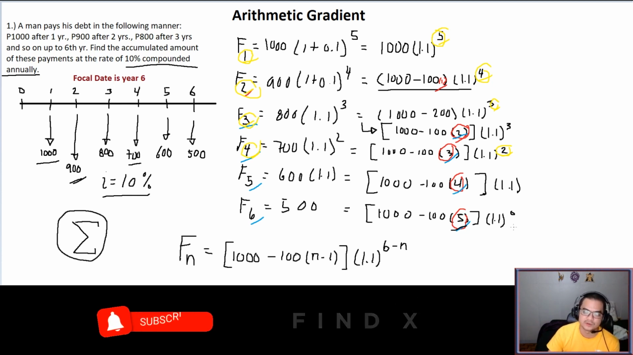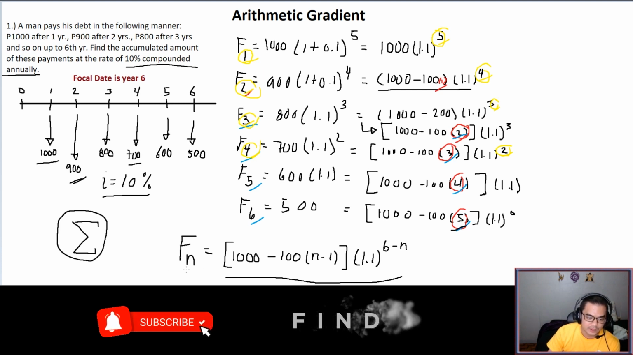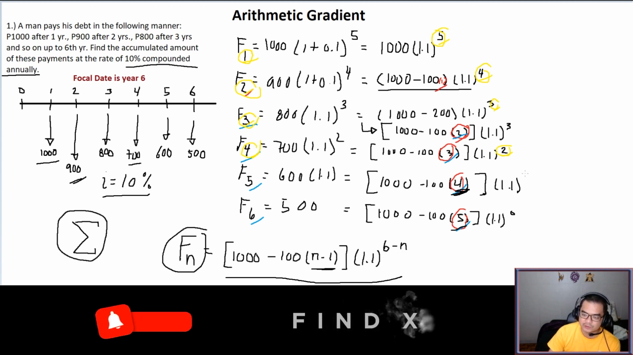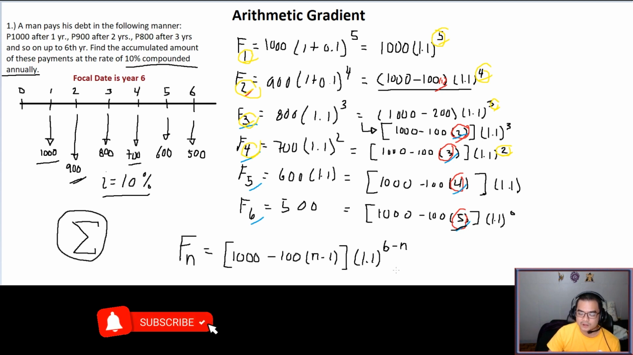Now let's try it out if this will work. So let's say that we have to get f5. For f5, if n is equal to 5, therefore this one will be 5 minus 1, that will be 4, which is also 4 here. And then that is 6 minus n. Again, n is equal to 5. So 6 minus 5 is 1, which is also 1 here. Okay. So we have the right formula now.